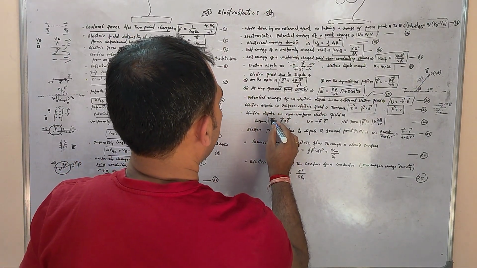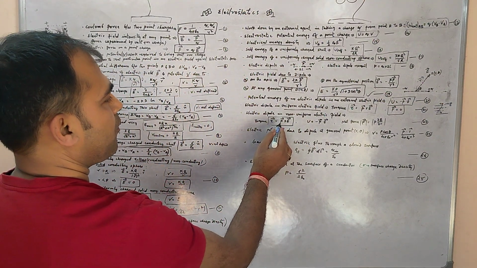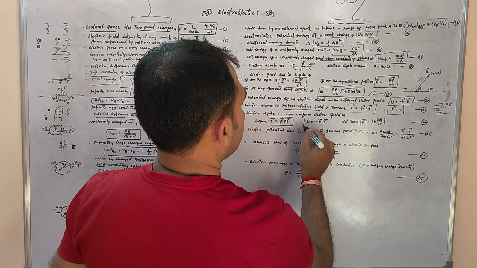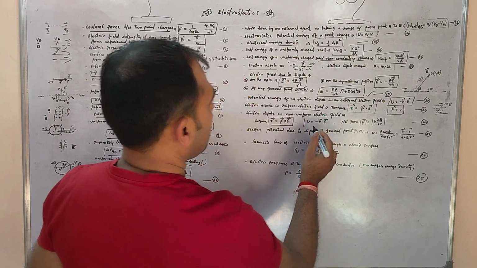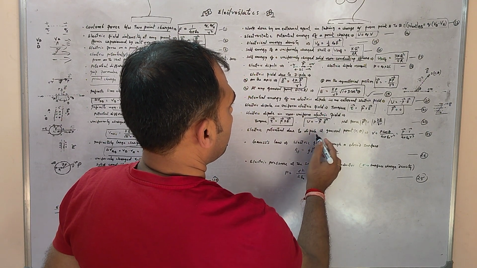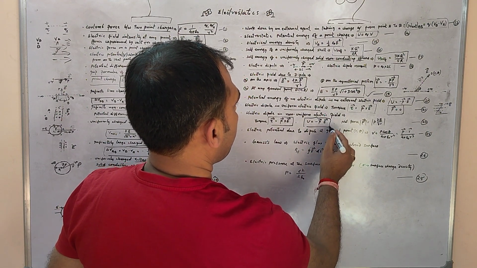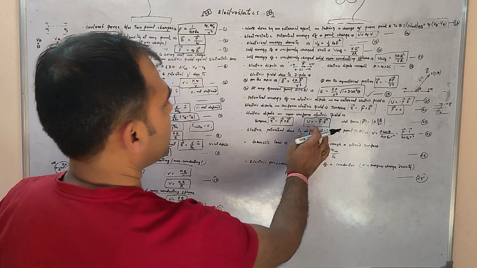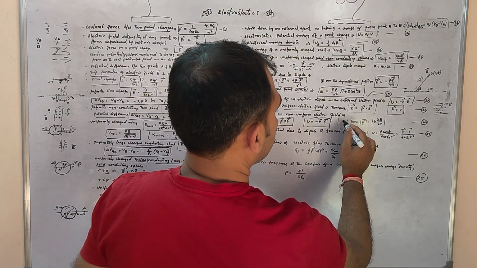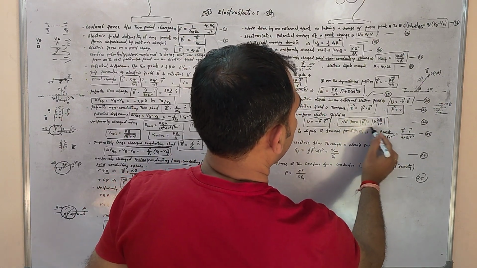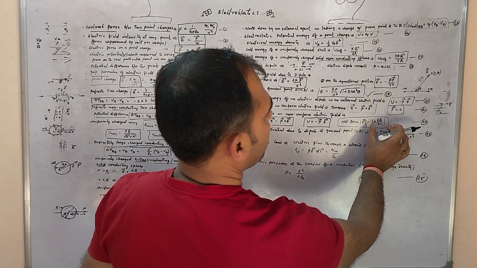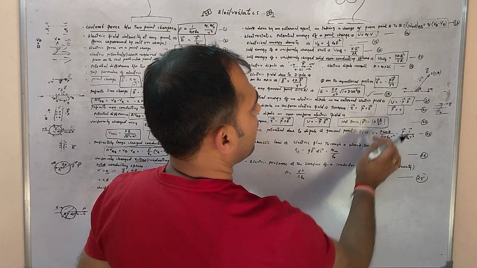Electric dipole in a non-uniform electric field, that can be again given by torque tau equals vector P cross vector E. The potential energy is minus P dot E. Net force can be given by, magnitude of net force can be given by magnitude of P del E by del r.